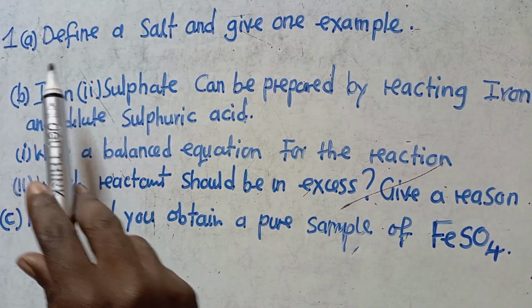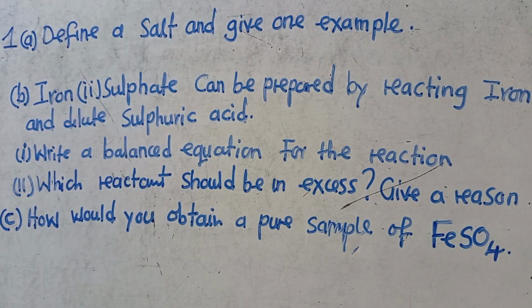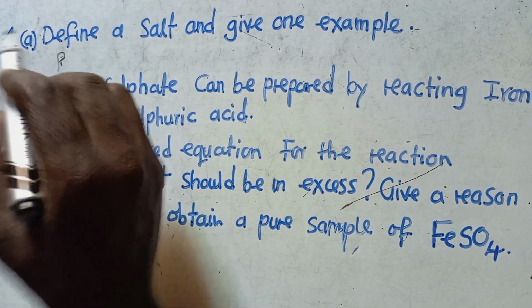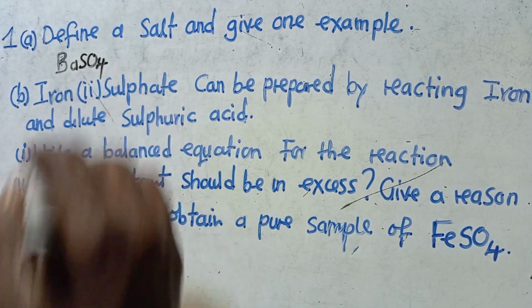The question is saying, this is the first question, part A: define a salt and give one example. Whenever we are talking about a salt, I'm going to be very brief and just give you points so that you understand. A salt is a compound formed when the hydrogen ions of an acid are fully or partially replaced by a metal or ammonium. An example of a salt is barium sulfate.